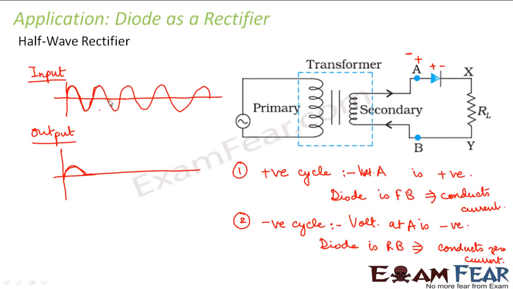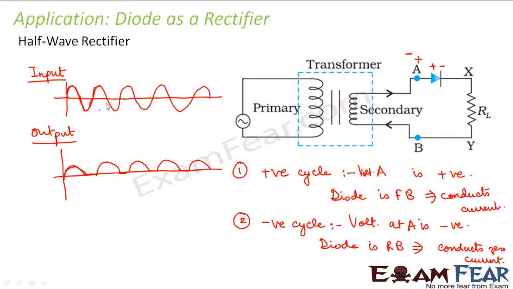Again the positive cycle will come and the diode will again conduct. So it would be somewhat like this. Again negative cycle, nothing. Again positive cycle, it will conduct. Again negative cycle, nothing. So this is how your output will look. From the output, you can see that it is unidirectional, right? That is the purpose of a rectifier. This unidirectional output is known as a rectified output. So if you compare the input signal and the output signal, what do you see?